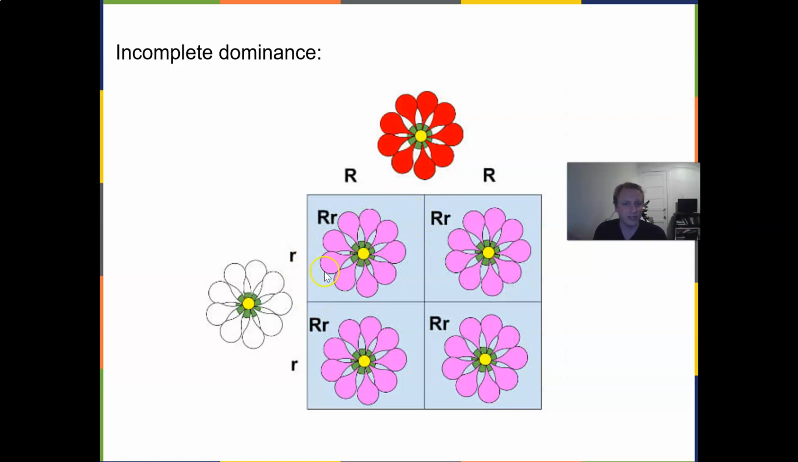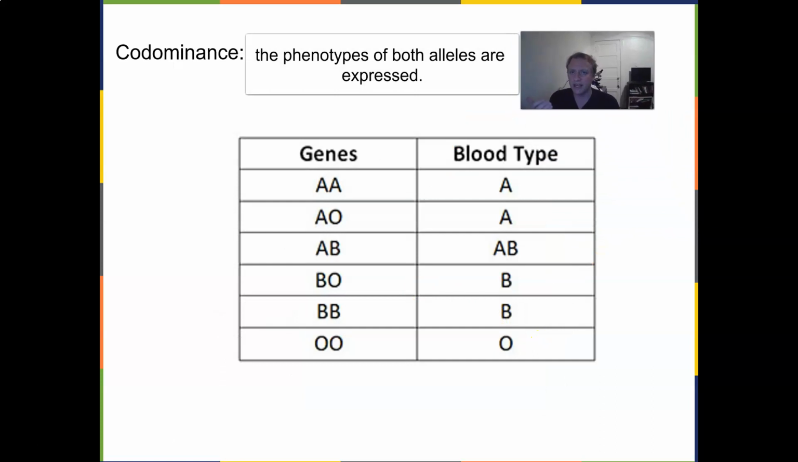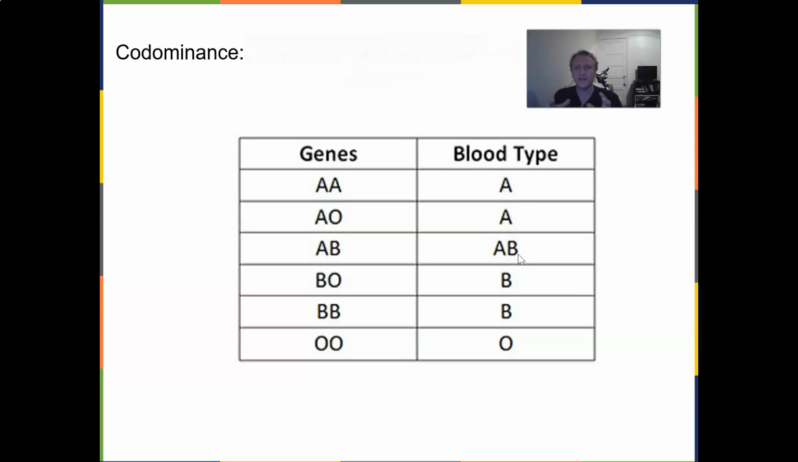They'd be homozygous recessive. The last example is of blood types in humans, and this is an example of codominance. So if a person has an AA genotype, they wind up with type A blood. If a person has an AO genotype, they still wind up with type A blood. But the interesting part is if a person has an AB genotype, they wind up with type AB blood. Okay? And in AB blood, both A and B are expressed equally.